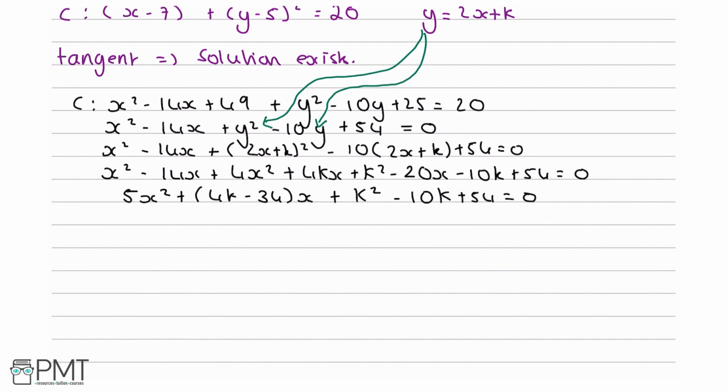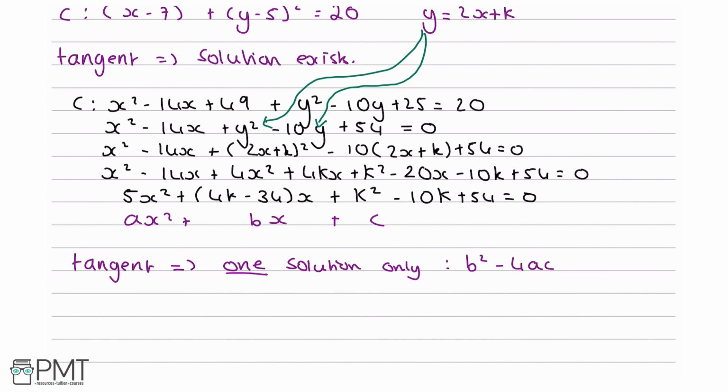Now the reason I've done it like this is because notice it is the form ax² + bx + c. So what we can do now is use our quadratic formula to solve for k. Because it's a tangent, we need to be aware that a tangent specifically implies one solution only. So this is key. How do you use a quadratic to get one solution? Well, this means that the discriminant, or b² − 4ac, has to equal 0. Because if it's greater than 0, there are two distinct solutions, and if it's less than 0, there are no real solutions.